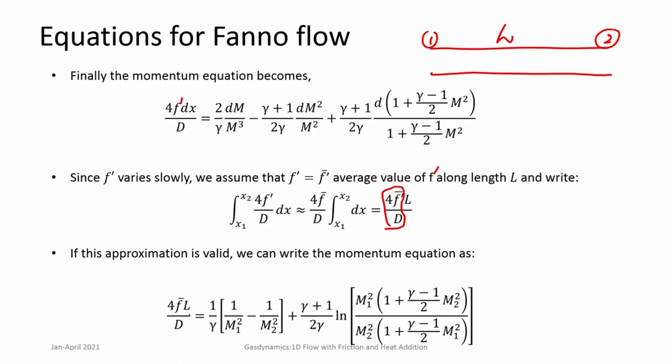So, 4 f bar L by D is 1 by gamma, 1 by M1 square minus 1 by M2 square, plus the other terms. So, you get this closed form solution that expresses the change in Mach number as you move from an initial entry condition with Mach number M1. It passes through a duct having a certain coefficient of friction f prime bar of length L, and at the end its Mach number becomes M2. Pressures, temperatures, everything undergoes a change. So, this is the final expression in a closed form solution.